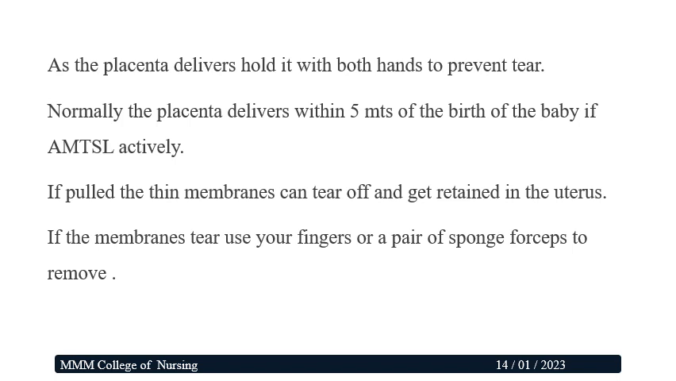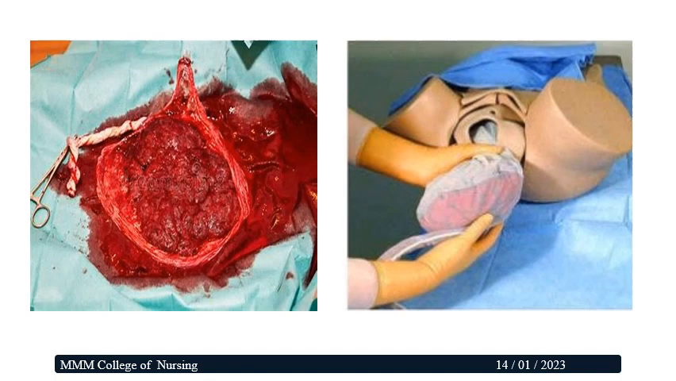If pulled, the membranes can tear off and get retained in the uterus. If the membranes tear, you should use your finger to take away the membranes or use a pair of sponge holding forceps to remove the membranes. As you see in the picture, these are the complete membranes attached to the placenta. In the dummy also, the white thing is the membranes attached to the placenta.